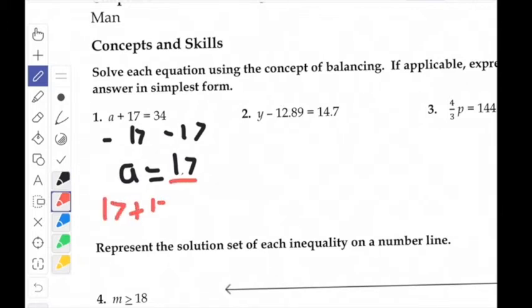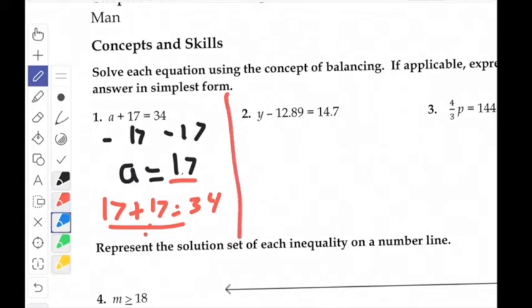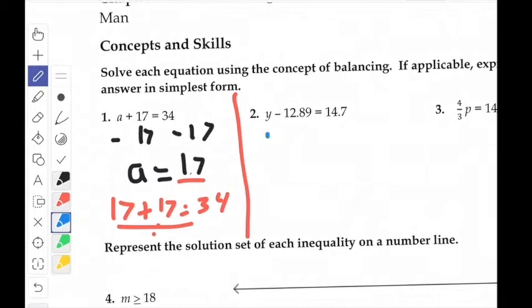To check the problem, what you would do is take 17, put it back in for a, substitute. 17 plus 17 equals 34. Check your math. Is 17 plus 17 34? It is, so that problem works out. The next one, the second one there, y minus 12.89 equals 14 7/10.